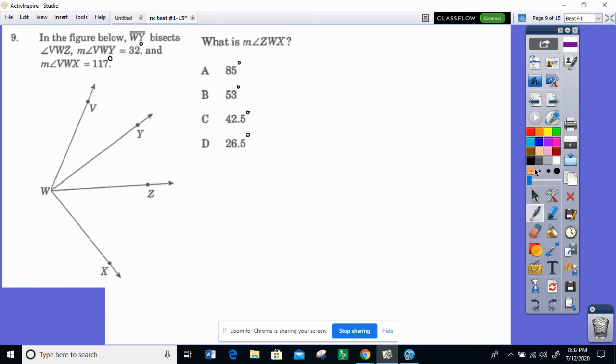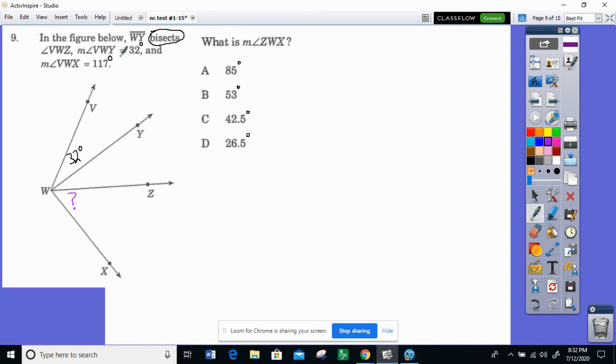All right, so let's check out number 9 now. In the figure below, line WY bisects angle VWZ. The measure of angle VWY is 32 degrees. And the measure of angle VWX, the whole angle, is 117 degrees. What is the measure of angle ZWX? So this is the angle that we're looking for here.